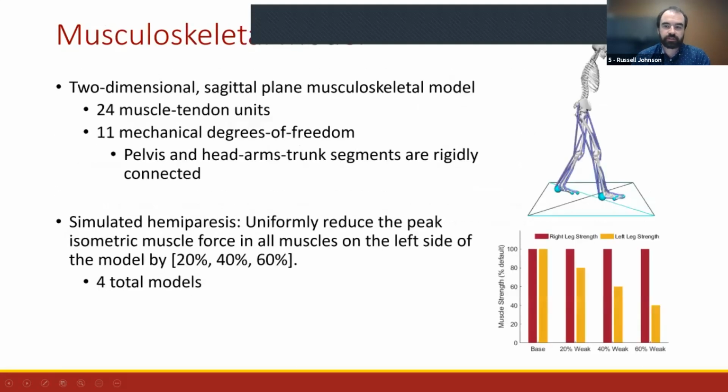So to do this, we used a two-dimensional sagittal plane model that had 24 muscle tendon units and 11 mechanical degrees of freedom pictured here on the right. So there's 12 muscles per limb, and the pelvis and trunk were rigidly connected. This was our baseline model, and then we created 3 other models from there by reducing the strength on the left limb by either 20%, 40%, or 60%, uniformly across all 12 muscles on that side. And this created 4 total models.